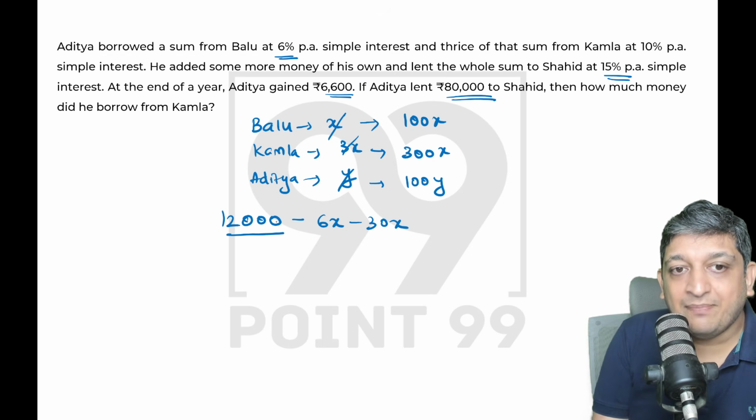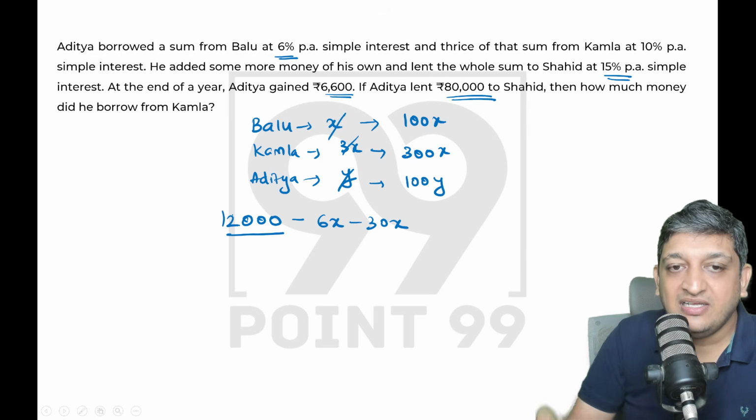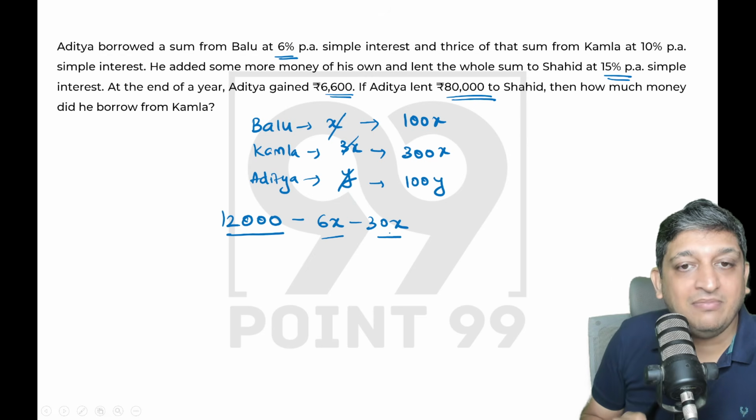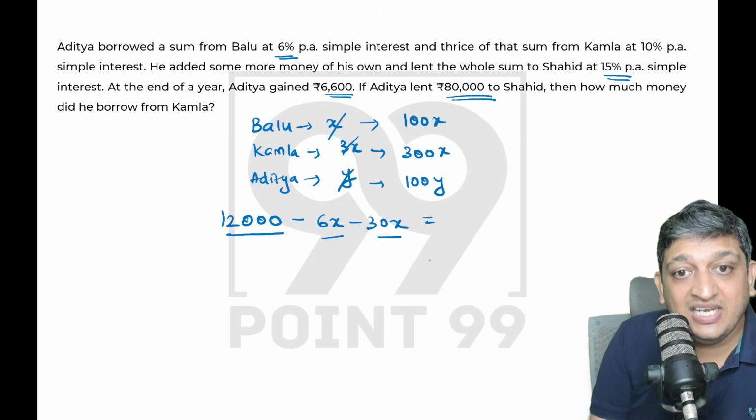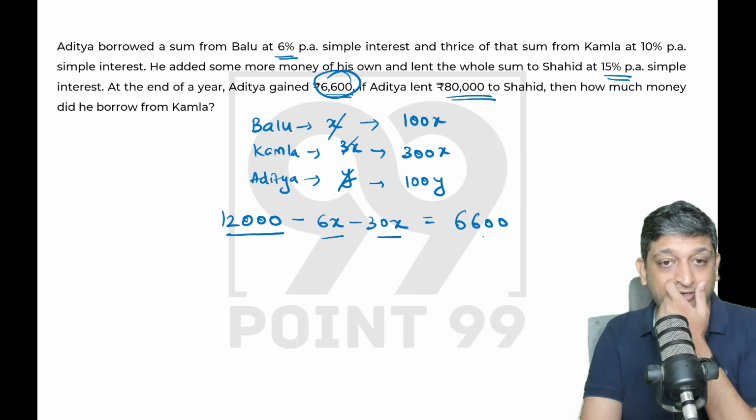But what is the gap? He got this much extra money from Shahid and he has to pay back this much extra money to Balu and Kamla. What will he be left with after this entire thing? He gained 6,600 rupees. So he'll be left with 6,600 rupees at the end of this.